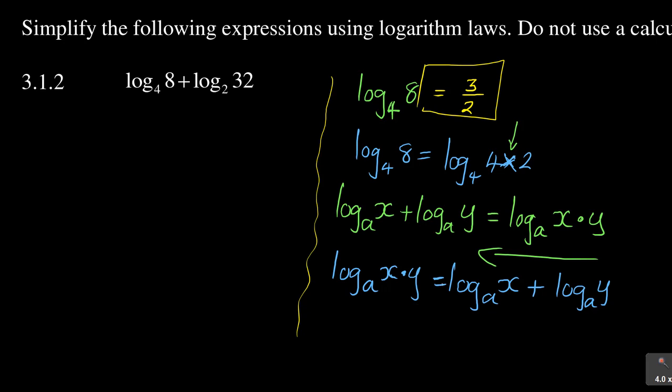Now I can use this particular law in here. This is where I'm going to apply it: log base 4 of 4 times 2. Remember, dot and times mean the same thing. It will be equal to log base 4 of 4 plus log base 4 of 2. So that is one way that this can be done, and we can therefore simplify it in that fashion.